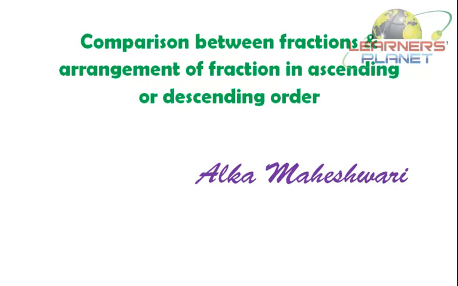Let's take one problem. Suppose I'm having 2 by 3 and 5 by 6. Now friends, the very first step, if the fractions have smaller numbers, is to see the difference between numerator and denominator. Here the difference between numerator and denominator is 1. Here also the difference between numerator and denominator is 1.